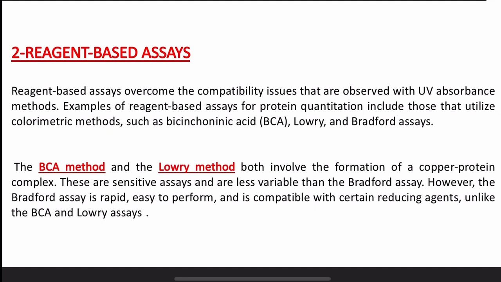The second type of this method is reagent-based assays. These methods include those that utilize colorimetric methods such as BCA, Lowry, and Bradford assay. The BCA method and Lowry method both involve the formation of a copper protein complex. These are sensitive assays and less variable than the Bradford assay.